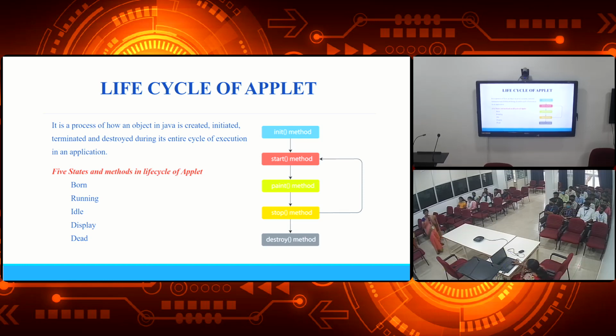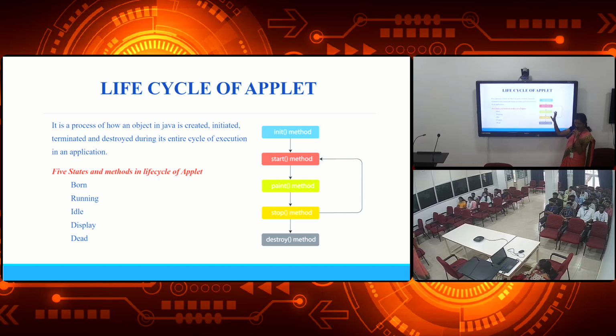Okay, now in this diagram, just see what methods I've used. Can you tell, is it correlated? What is the first one I've used? Born. Software programs we have done. I've taught you so many programs with the init method. So in the born state, it is init. The first state which you are using is init. The second one is running, when the start. The third one is idle state, when the stop. Dead is the destroy. Display, you call it the paint method.